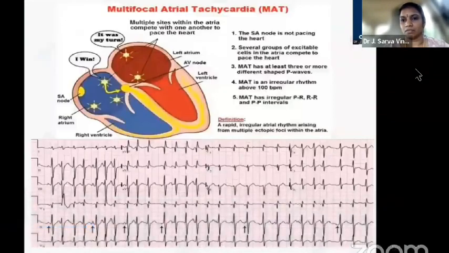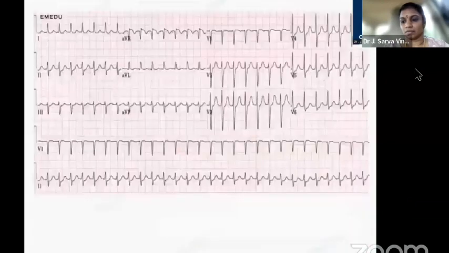So what is multifocal atrial tachycardia? Here, different sites in the atria generate impulses at different points of time. Depending upon where the impulse originates, the morphology of the P wave varies accordingly. To brand this as a multifocal atrial tachycardia, we should be able to demonstrate at least 3 different types of P waves in a patient with tachycardia.